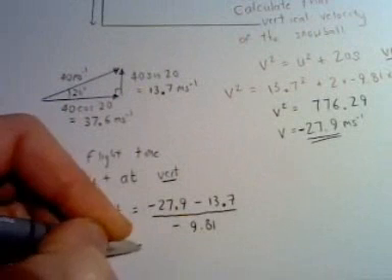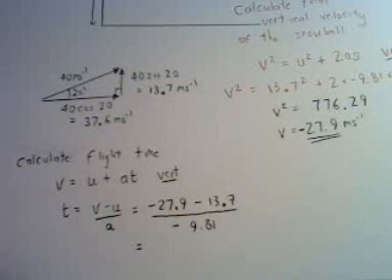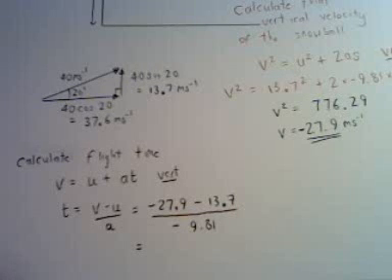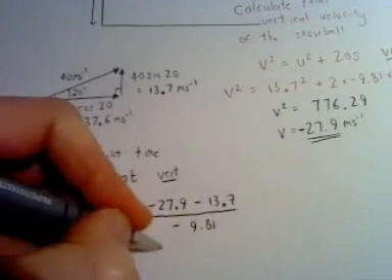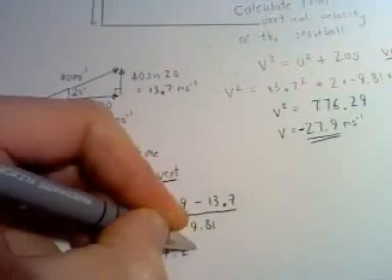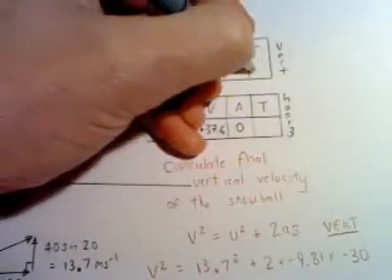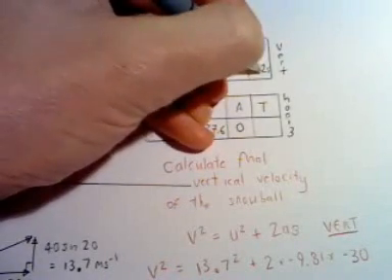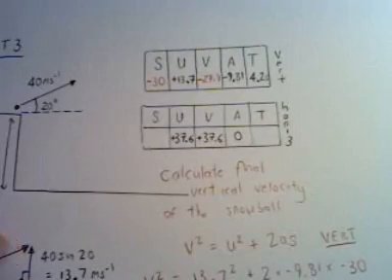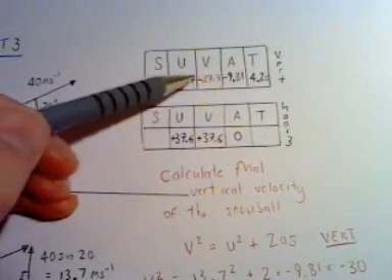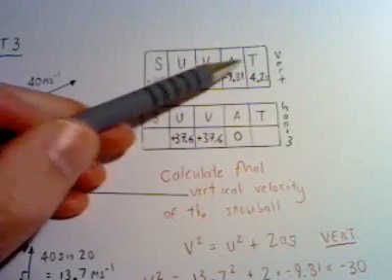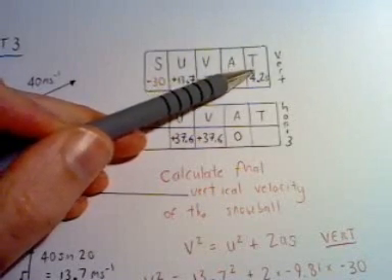9.81, and that gives us, if I just work that out on the calculator here, minus 27.9 minus 13.7 divided by minus 9.81 gives us 4.2 seconds, and so we've been able to calculate the flight time. Now remember, to calculate the flight time we found it easier to calculate v first, and that allowed us to calculate t relatively easily.